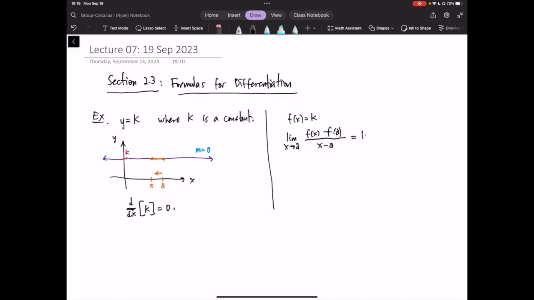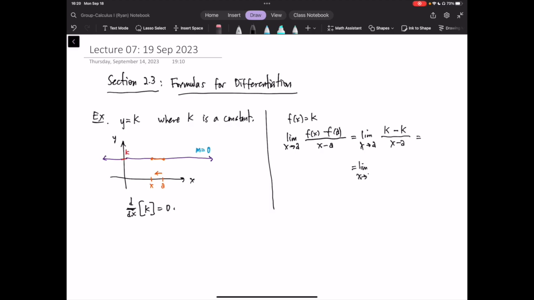This is going to be the limit as x approaches a of f of x, which is k, minus f of a, which is also k. Right? The function itself doesn't care what the input is, it always gives back k. And so this will give us this ratio. Of course, k minus k is equal to 0, right? So I'm going to rewrite this down here.